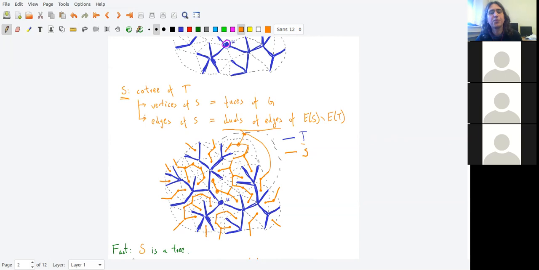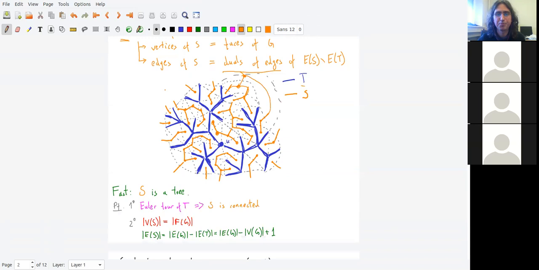You can see from the picture that this co-tree S is a graph that is non-crossing with the tree T. They are somehow interleaved in the plane. It seems that this co-tree is indeed a tree, but this requires a formal check. So the fact is that if you draw this graph S like that, then it is indeed a tree.